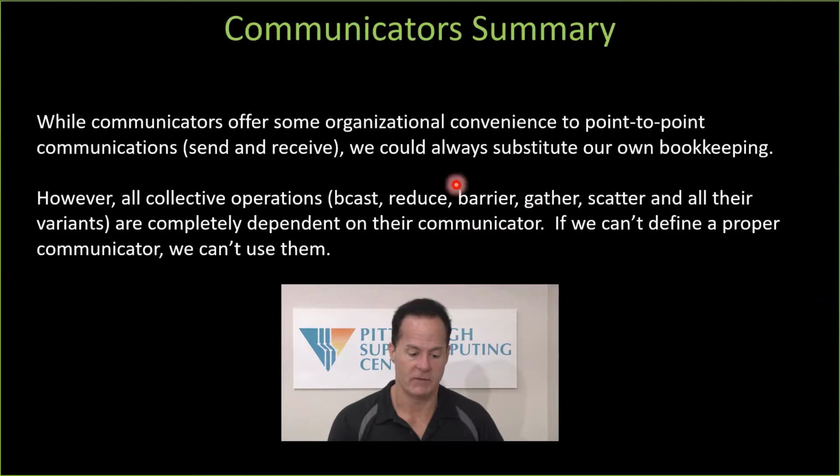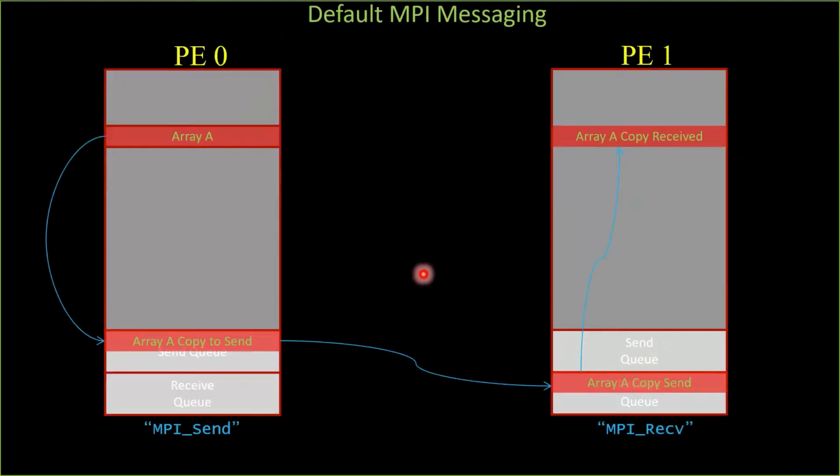But before I leave communicators, I'll mention once again that they're a convenience thing at times, but all of your collective operations are built around communicators. So anywhere you've got a collective operation, if you don't want to use the world's communicator, all the PEs doing exactly the same thing, then you're going to have to define your own communicators to break things off into separate pieces. Okay, let's jump into the second topic here.